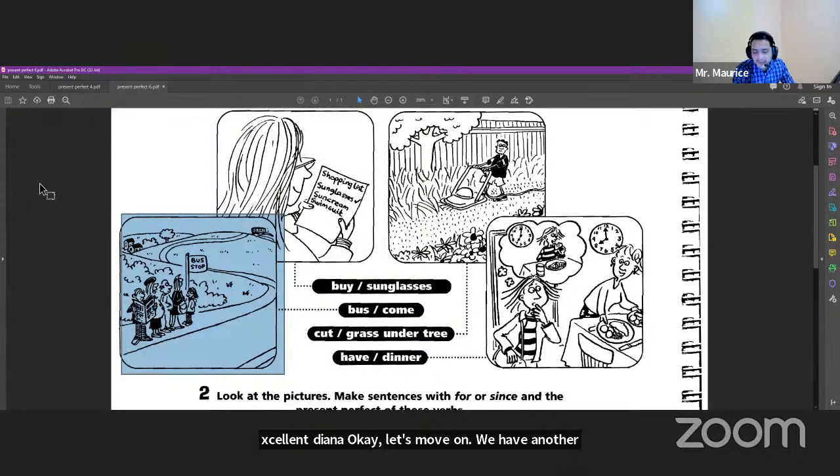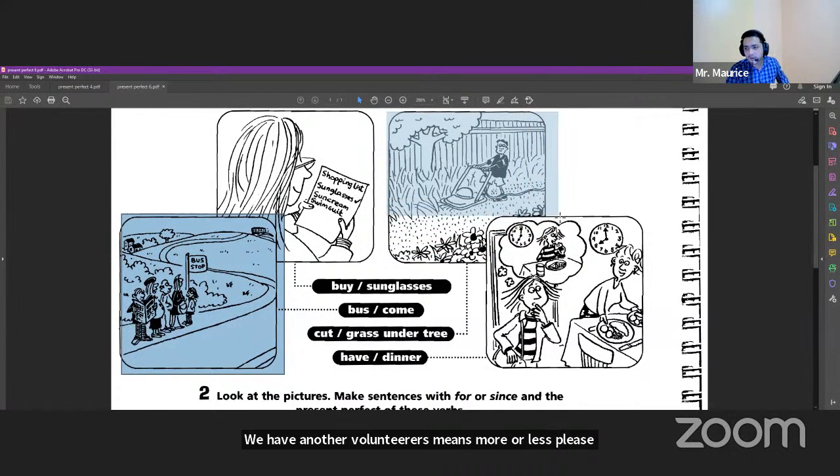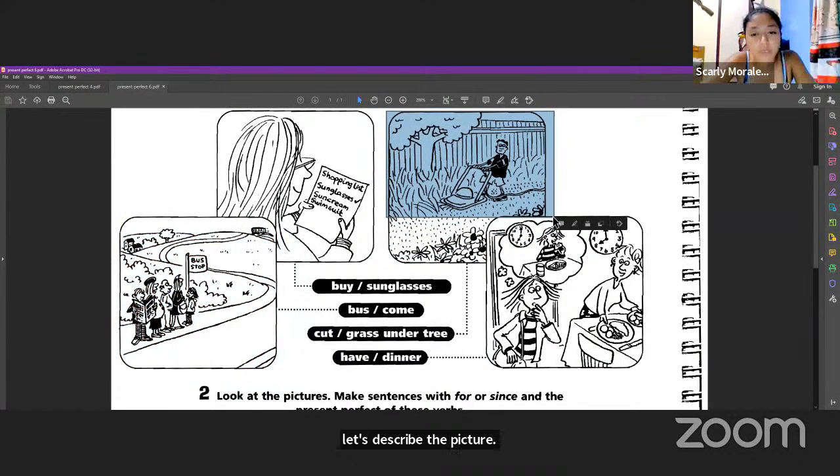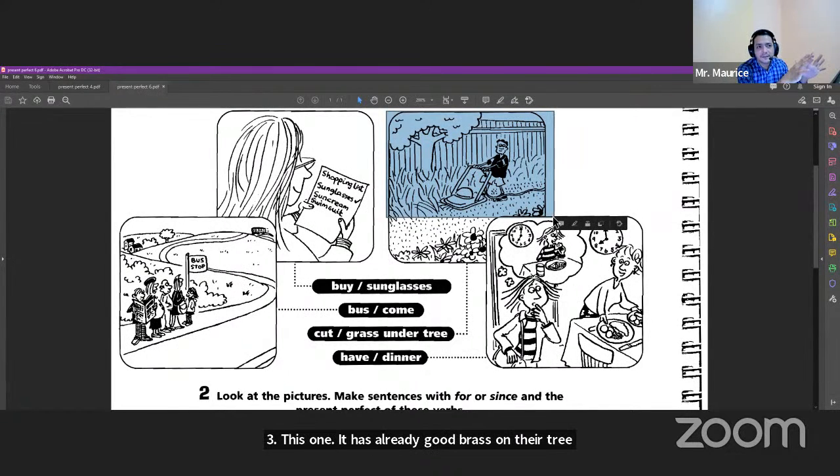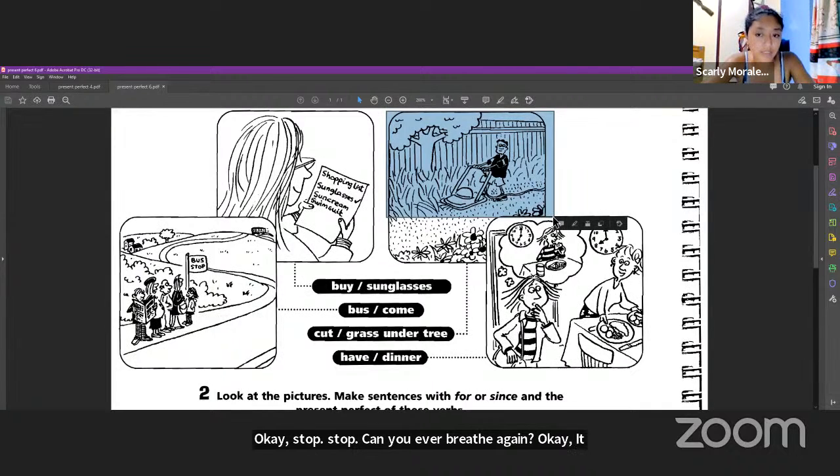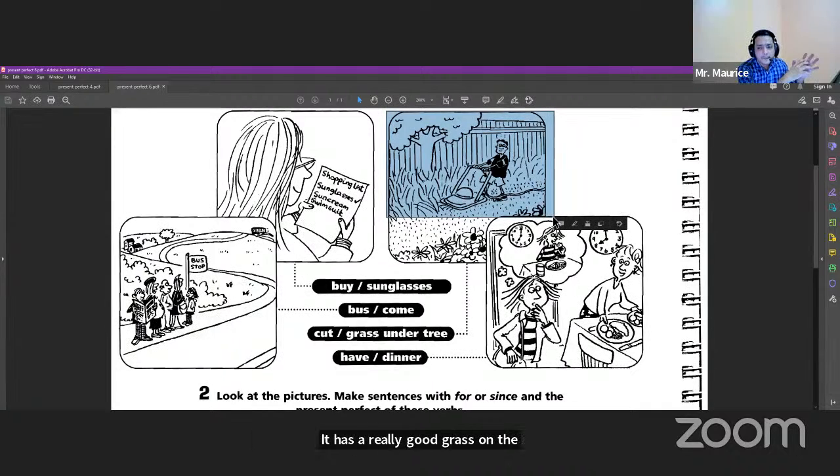Miss Morales, please. Let's describe the picture 3. This one. He has already cut grass on the tree. Okay, stop. Can you repeat again, okay? He has already cut grass on the tree. Okay, structurally it's correct. Okay, estructuralmente está bien. Okay, pero para mí todavía no.